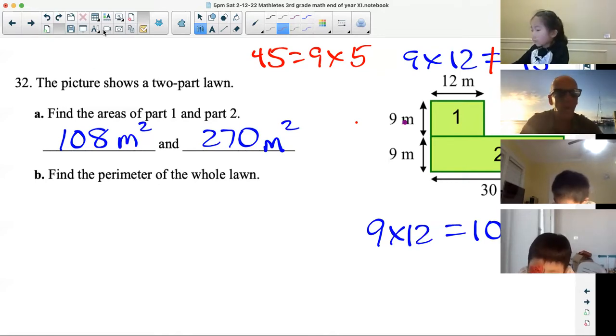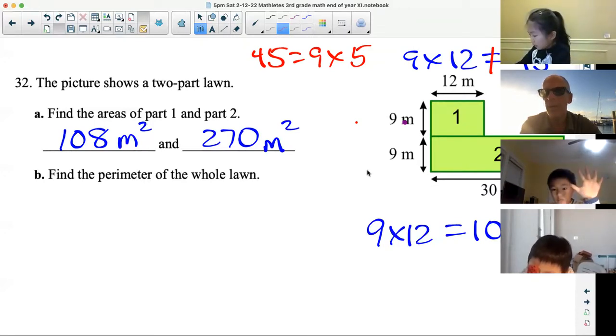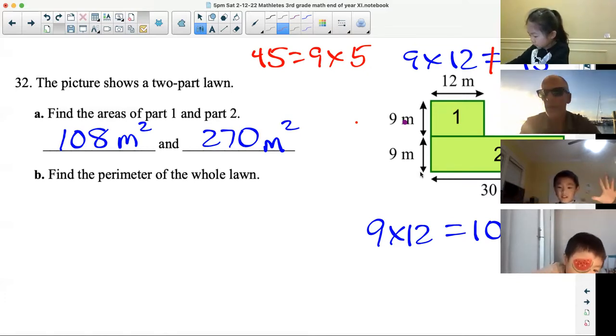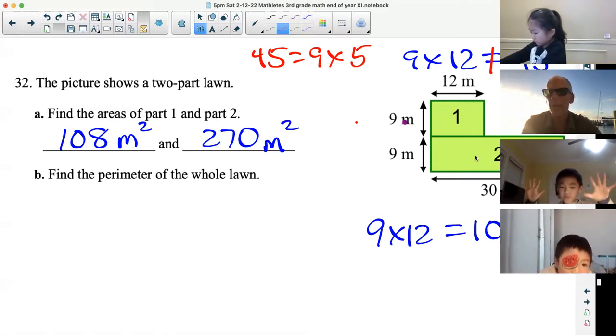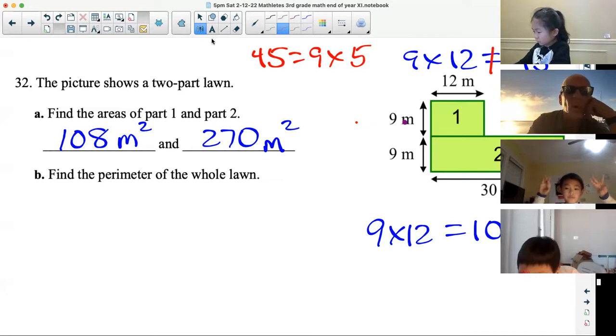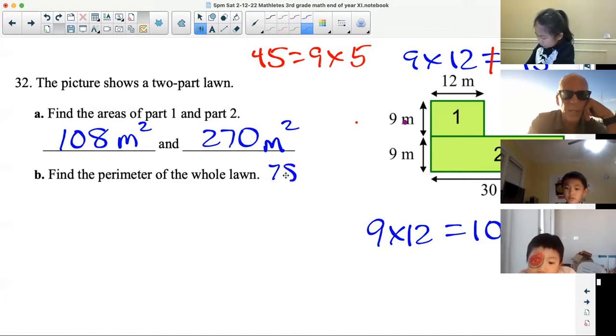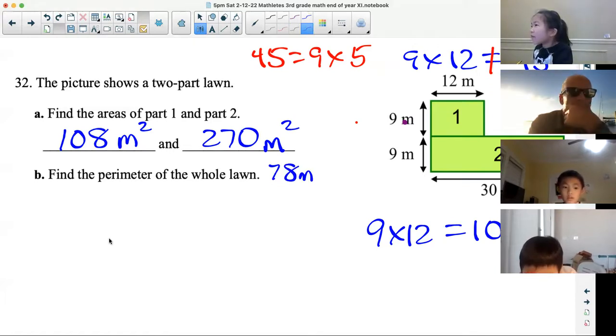All right, who wants to tell me what they got for perimeter? Okay, who's got it? Jason B, let's go with you. 78. 78 meters. Yeah. And how about you, Eleanor and Jason? Jason, unmute yourself. What about you, Eleanor? I'm not done.